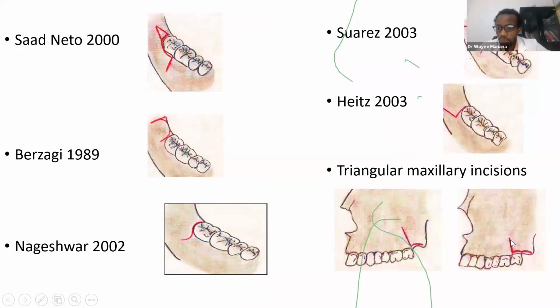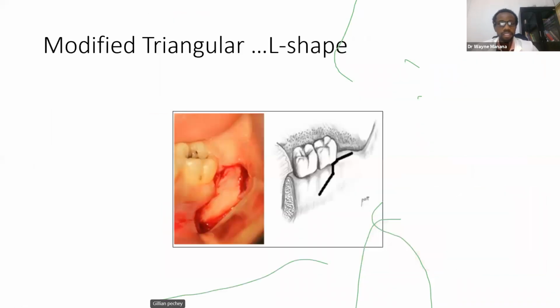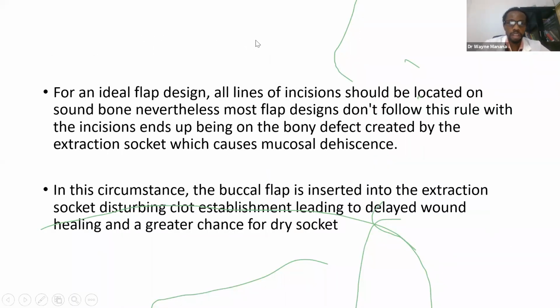Commonly for the upper wisdom tooth, this is the commonest one, the triangular maxillary incision, where you should avoid going distal to the second molar, remember we are doing a disimpaction of a tooth up here. So if you make an incision here, the access will be very difficult. So try to come a bit mesial to the upper second molar. It gives you better exposure. So all these are different types of flap designs.